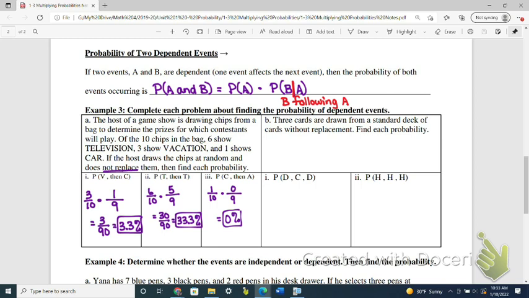So 3 cards are drawn from a standard deck of cards without replacement. Find each probability. So without replacement. D stands for diamond, C for club, H for heart, S for spade. If you are unsure of a deck of cards, remember I have that sheet at the beginning of this unit with the decks of cards laid out.